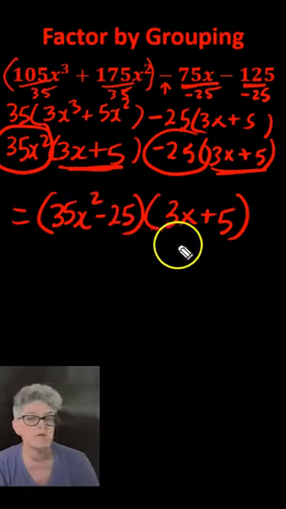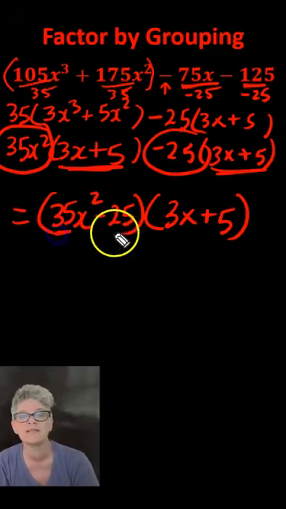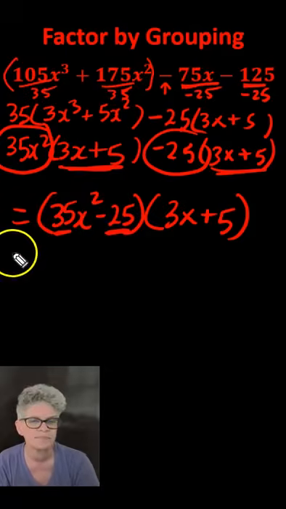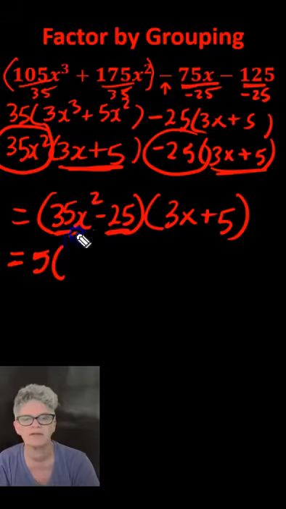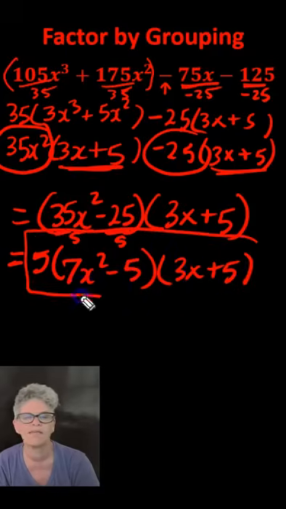Now, if you're using WebWork or something, you can take it further because these two have a 5 in common. So I can take that out, and if I divide each term by 5, I'm going to get 7x squared minus 5. And then finally, I arrive at the answer.